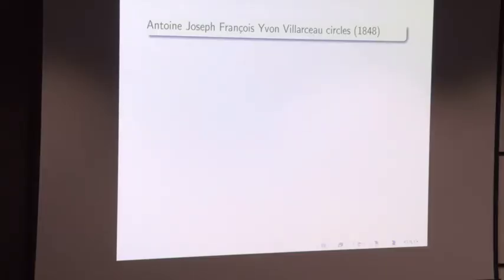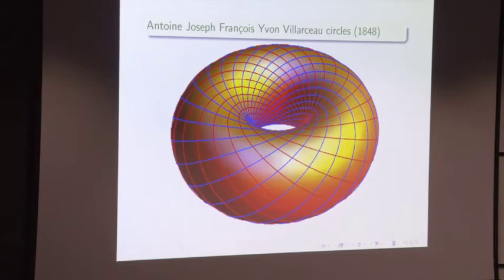They are called the Villarceau circles after Captain Antoine Joseph Francois Yvon Villarceau, who found them in 1848. And you see here they are, yeah? So there are two more sets of circles on the torus.